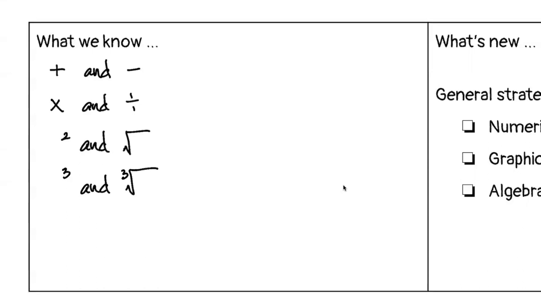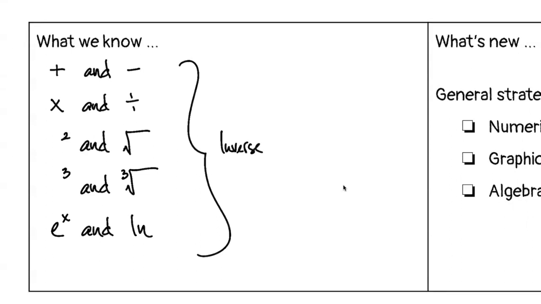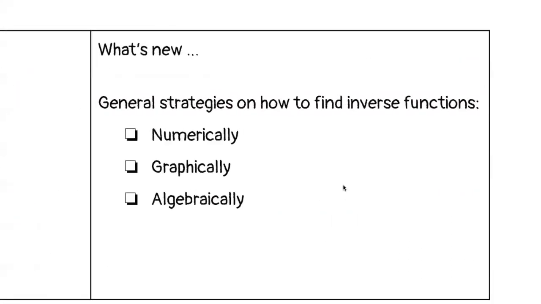And then one pair that we learned in the last chapter, chapter 4, was we actually learned that if we have a natural exponential function, so e to the x, we could undo that by saying natural log, right? And so all of these here are examples of what we can say are inverse. So addition and subtraction, multiplication and division, square and square root, cube and cube root, and e to the x and natural log.